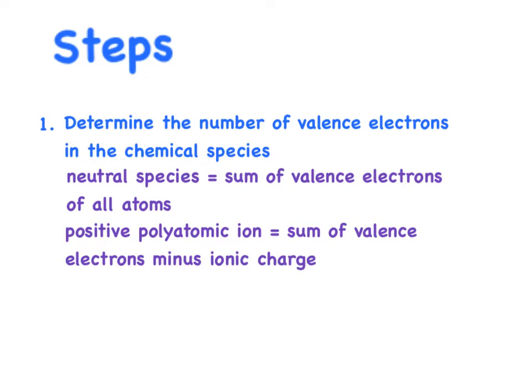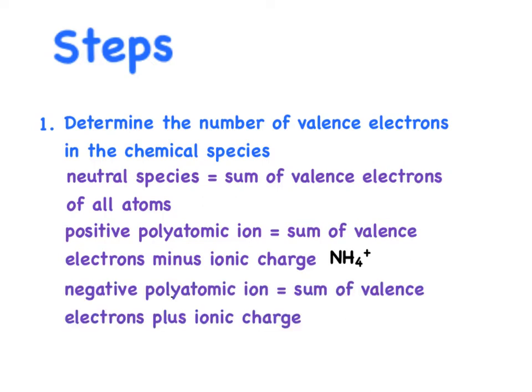For example, a positive polyatomic ion, like ammonium, got its positive charge by losing an electron. So we would take the sum of all the valence electrons and then subtract that ionic charge of +1. For a negative polyatomic ion, like nitrate, which got its charge by gaining an electron, we would take the sum of the valence electrons and add the ionic charge to account for that gained electron. But first we'll go back to our neutral species.